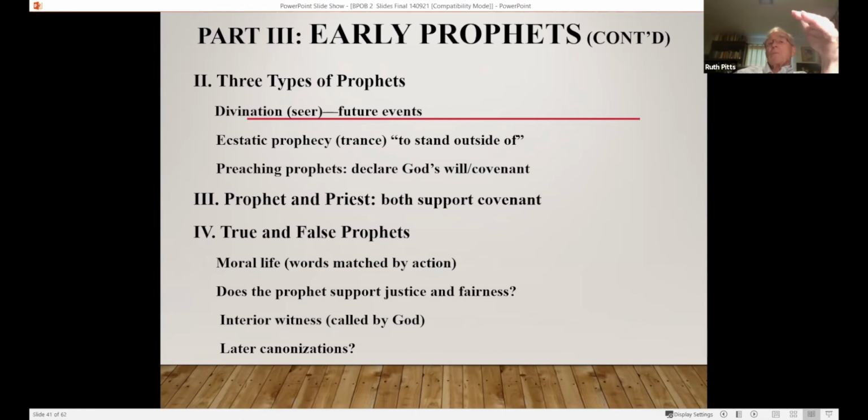to other people? What about the interior witness? Is this person called by God? Of course, the person will say so, and only that person will know. And then another final, but much later sort of confirmation is, were these words accepted into the body of Scripture? Were they canonized? So those are some of the tests, but you do have the problem of a false prophet that shows up in the Old Testament.